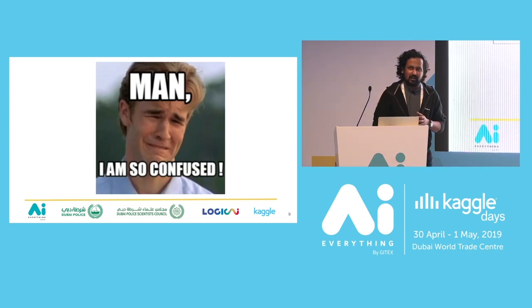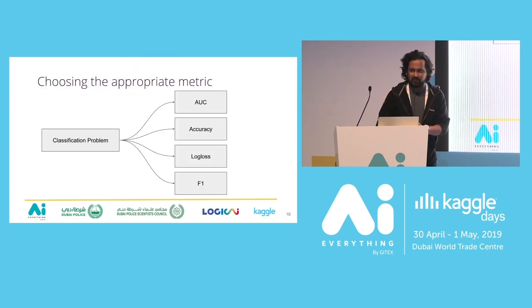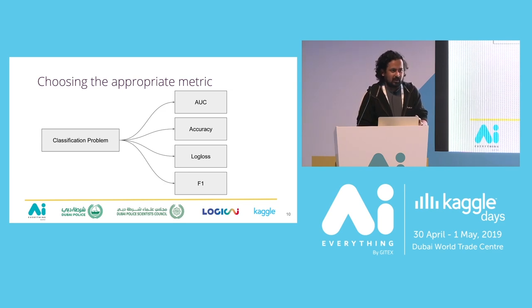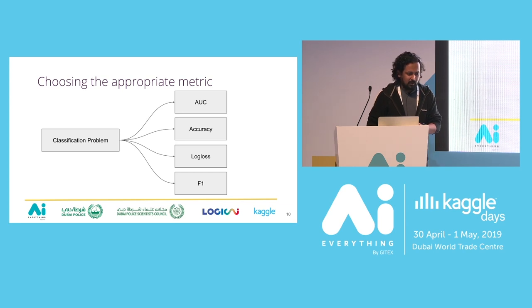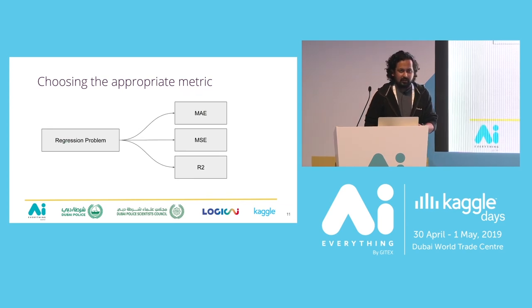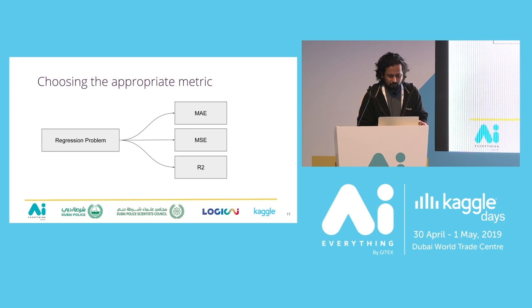What I think is, if you have a classification problem, probably it's easier if we just go through these four metrics. AUC is area under curve, accuracy everyone knows, log loss is Kaggle's favorite these days, and F1 is based on precision and recall. Similarly for a regression problem, I think these three metrics make sense. This is quite general, and it's my opinion. It can vary.